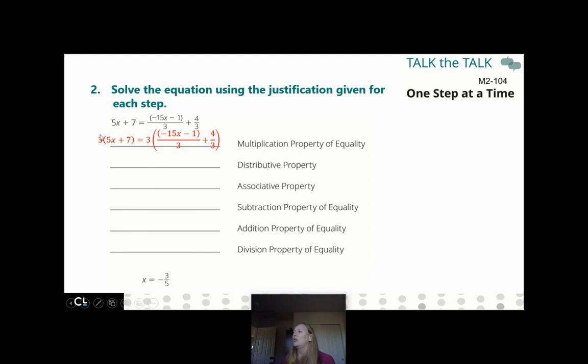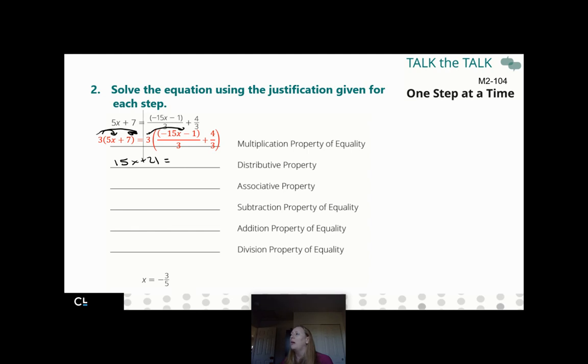So if we use distributive property, and I'm going to pull my pen up over here. So 3 times 5x. Oh, goodness gracious. What happened there? Oh, that was terrible. I'm going to write it better. So we'll do 3 times 5x and 3 times 7. That's easy enough, right? 3 times 5x is 15x. 15x plus 21.